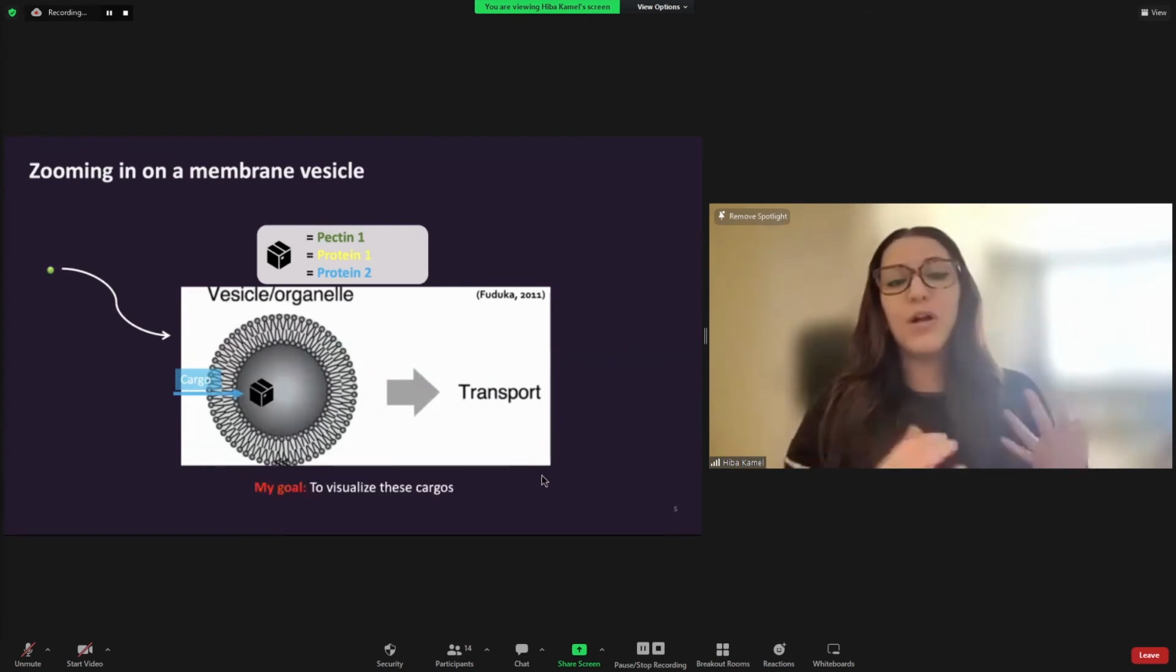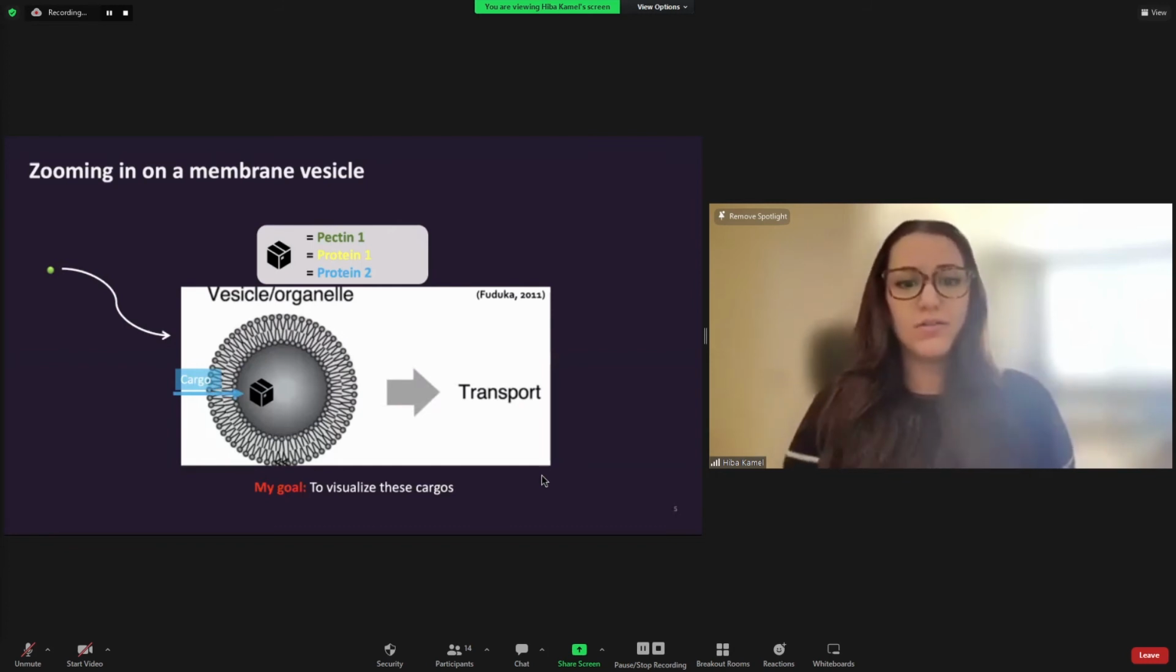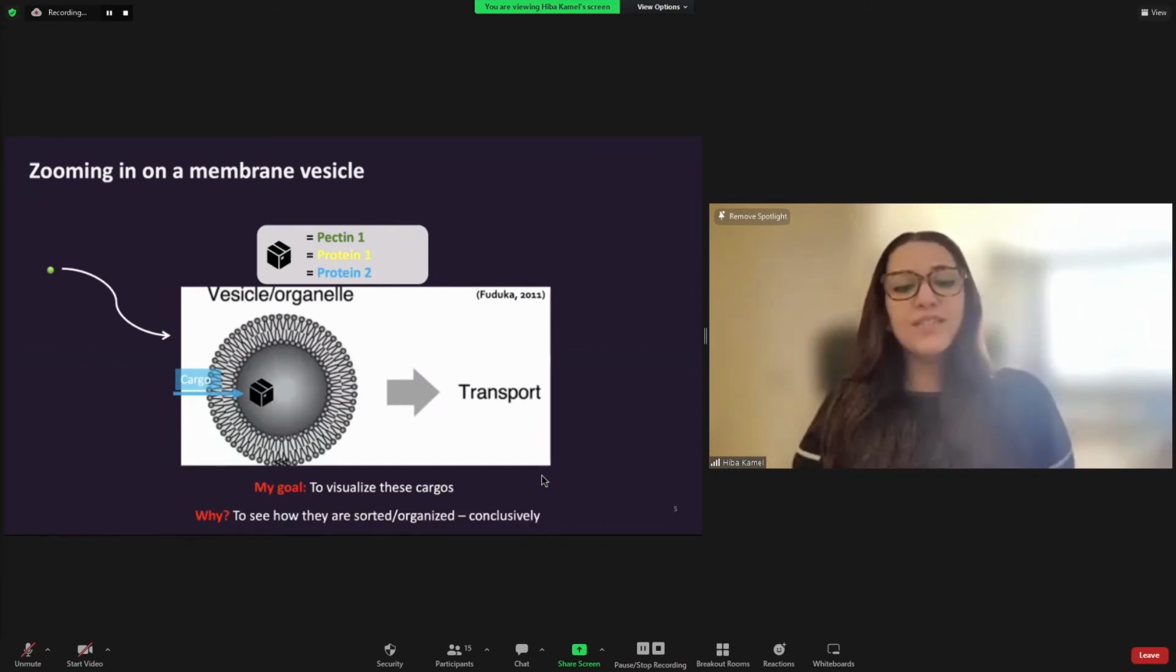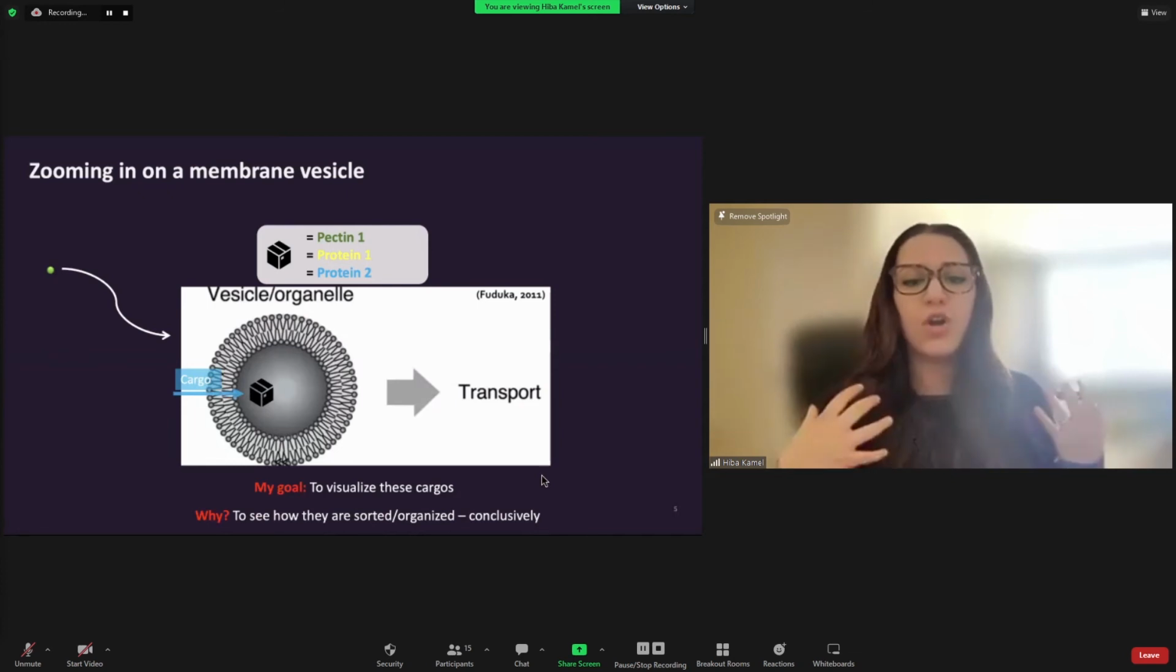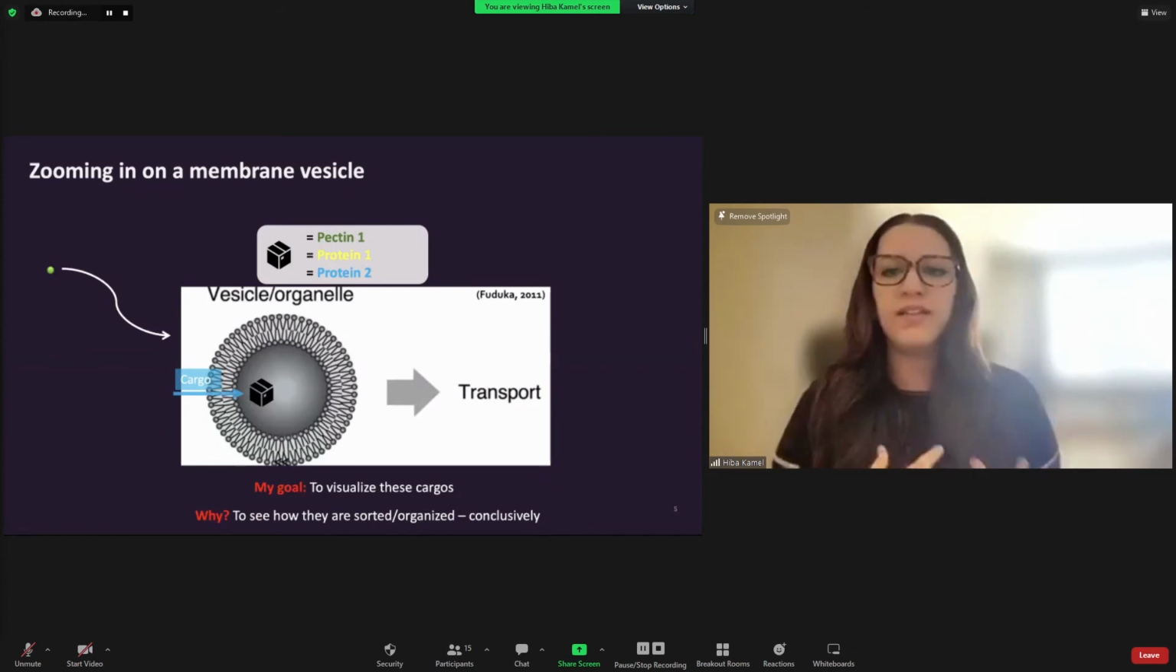My goal is to actually visualize these cargoes. Why? I want to see how they are sorted and how they are organized, and I want to do that in a conclusive manner.